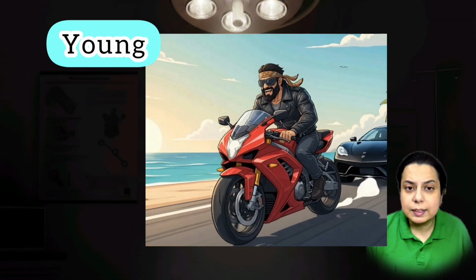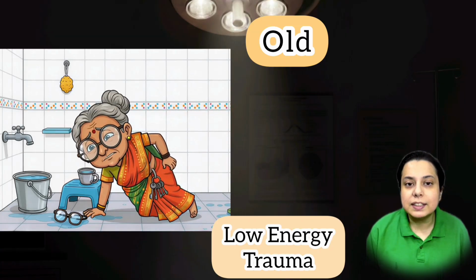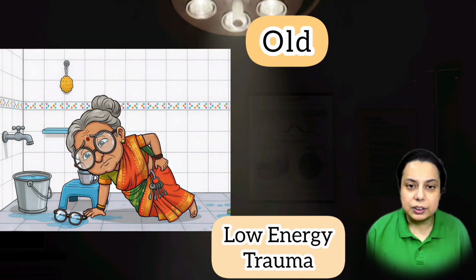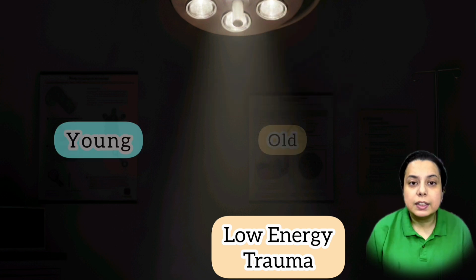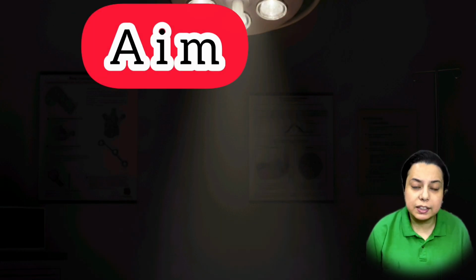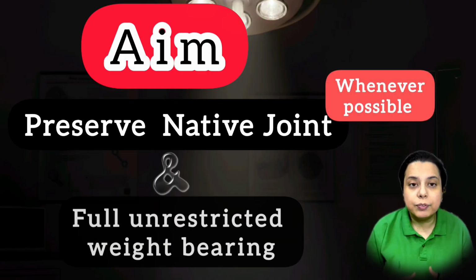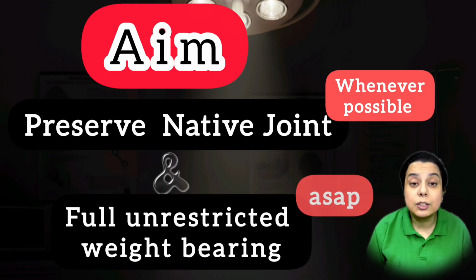In general, two types of patients walk into the emergency with this fracture. The first is the young John, riding his bike at full speed and meeting with a high energy trauma. The second is old Janki Amma, who slips in the bathroom and sustains a trivial low energy fracture, usually in an osteoporotic bone. This describes the epidemiology of these fractures. But irrespective of who the patient is, our final aim while fixing a neck of femur fracture remains the same. We need to preserve the native joint space whenever possible and enable full, unrestricted weight bearing as soon as possible.